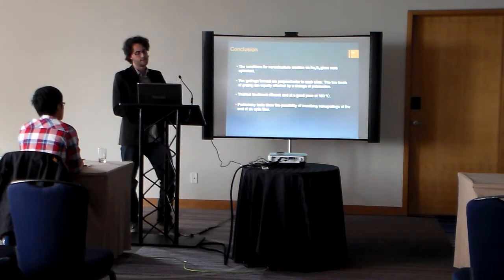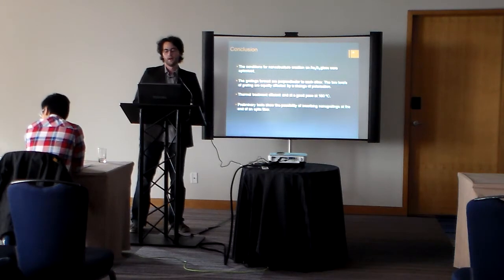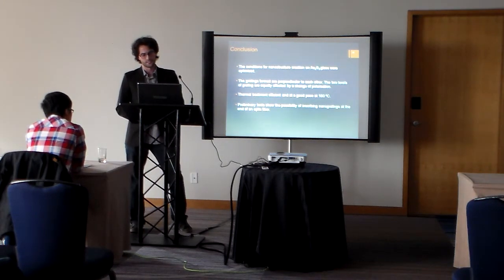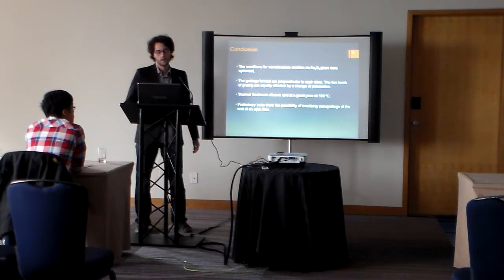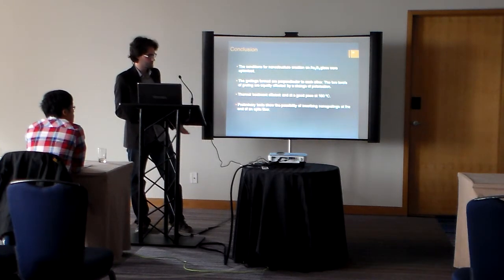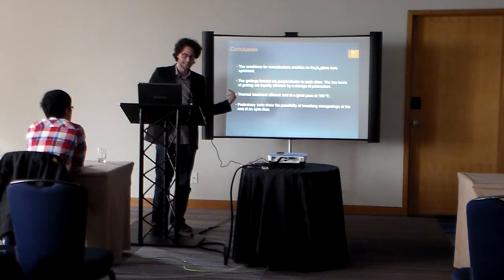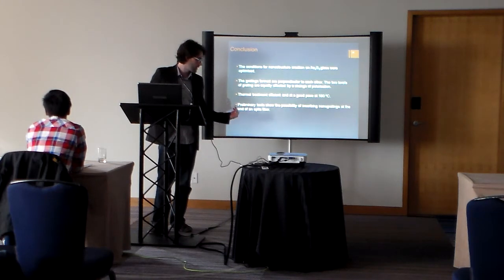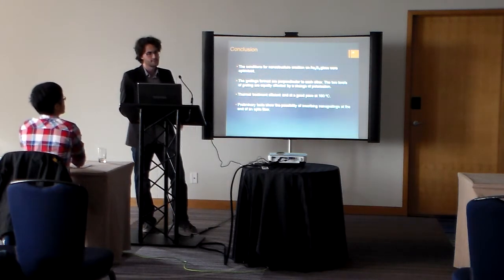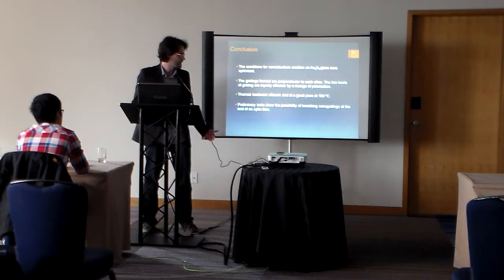In conclusion, the conditions for nanostructure creation were optimized on my glass. The grating forms are perpendicular to each other, and the two levels are equally affected by changes of polarization. Thermal treatment is efficient and at a good pace at 180 degrees, and preliminary tests show the possibility to inscribe gratings on the optical fiber, which is quite a promising result. But we need to do a bit more work on that field.